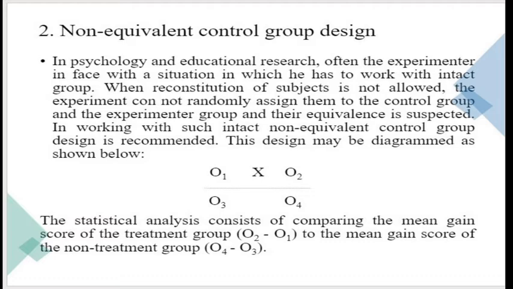When reconstruction of subjects is not allowed, the experimenter cannot randomly assign them to the control group and the experimental group, and hence their equivalence is suspected. In working with such intact non-equivalent groups, the non-equivalent control group design is recommended. This design may be diagrammed as shown below.